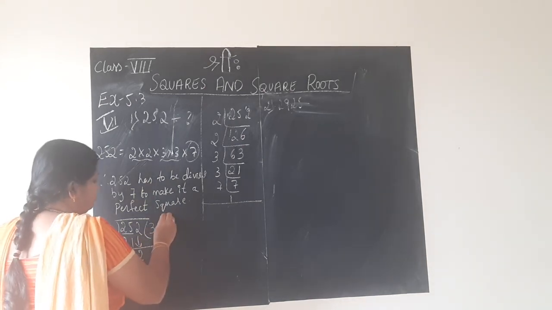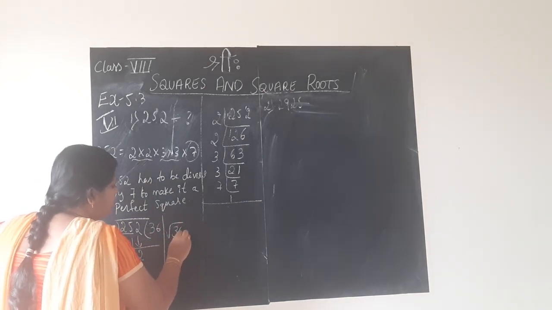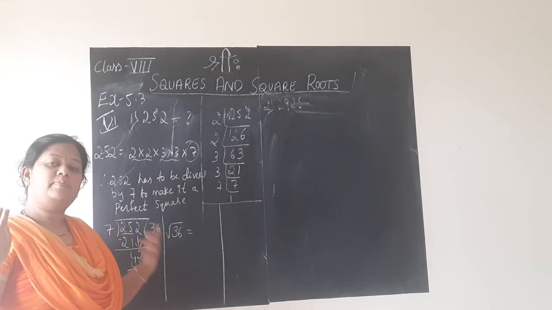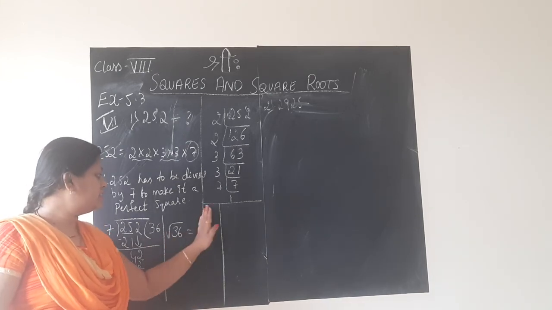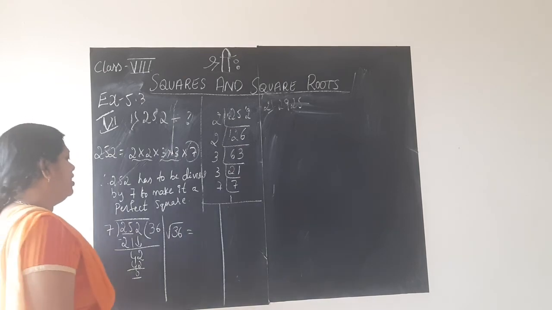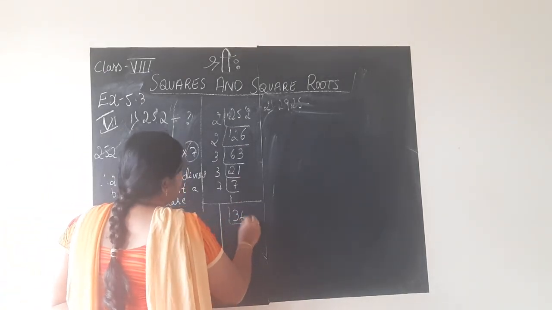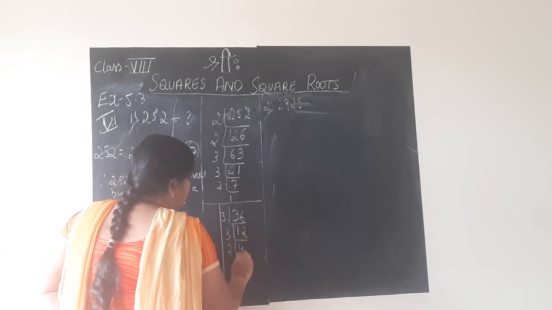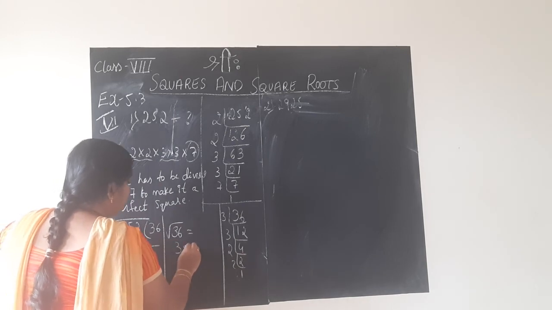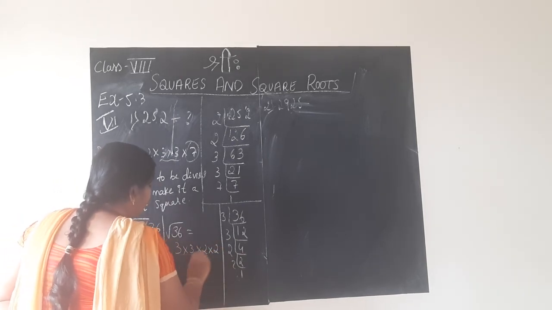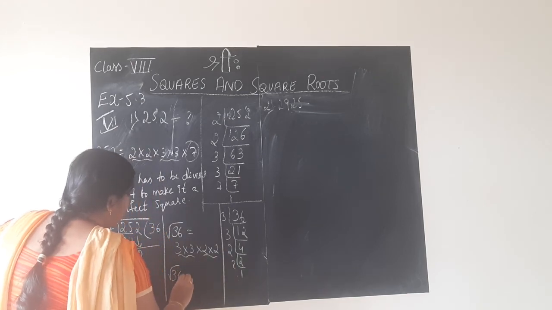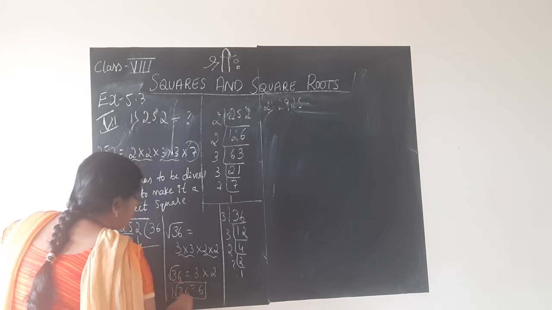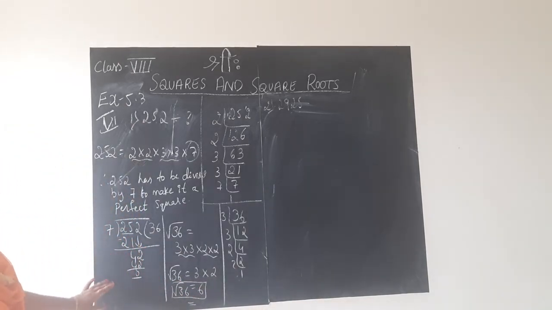Now 36 we got. Now we have to find the square root of 36. You can say, ma'am, we know 36 is the perfect square of 6, so the square root of 36 is clearly 6. You can write directly, children, of course, but they expect you to solve like this. So 36 is 3 into 3 into 2 into 2. 3 in pair, 2 in pair. So root 36 is clearly 3 into 2, which is equal to 6. Like this, you should solve.